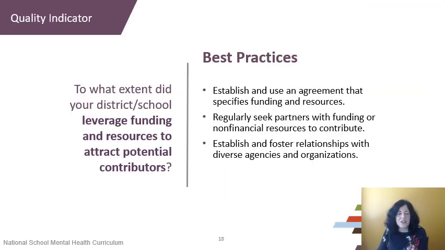The next quality indicator to consider is to what extent did your district or school leverage funding and resources to attract potential contributors. To adequately support a comprehensive school mental health system, it is beneficial to leverage resources to attract potential contributors. Best practices for this indicator include establish and use a formal agreement that specifies contingent funding and/or non-financial resources. Regularly seek potential partners who may have funding or non-financial resources that can be contributed to support the larger school mental health system. And establish and foster relationships with diverse agencies and organizations in the community with the goal to create more opportunities to leverage funding and resources.